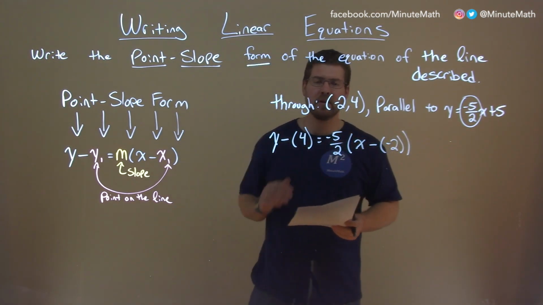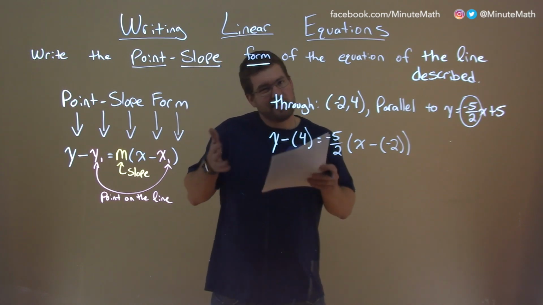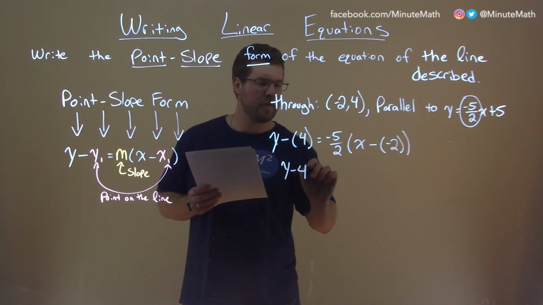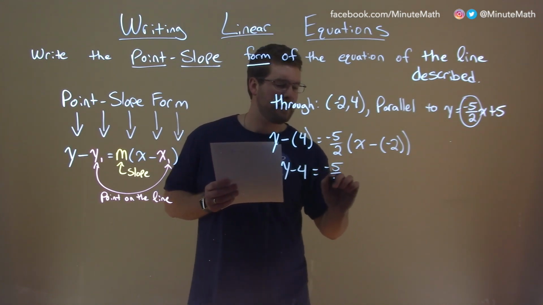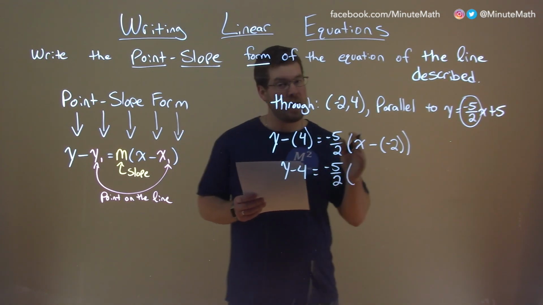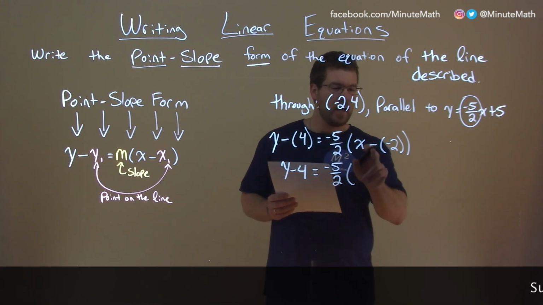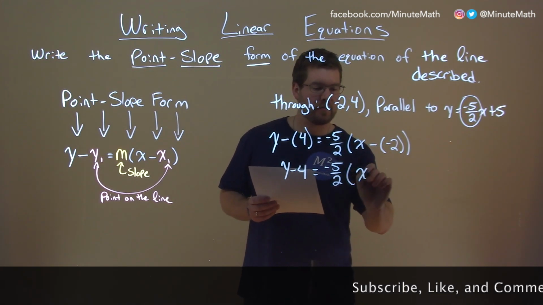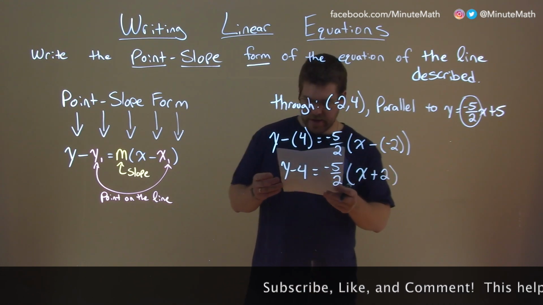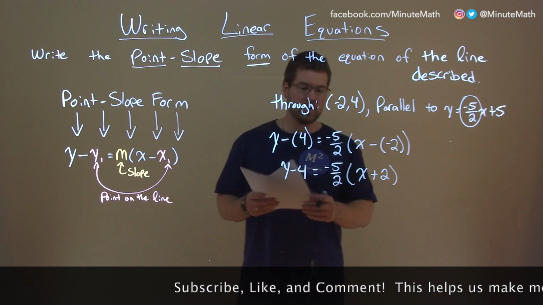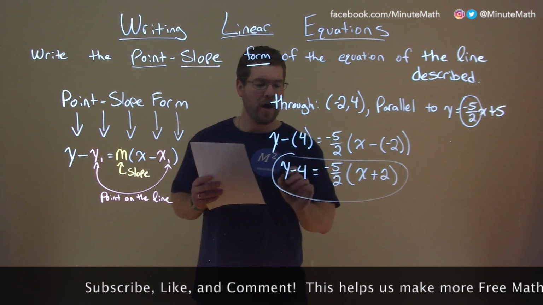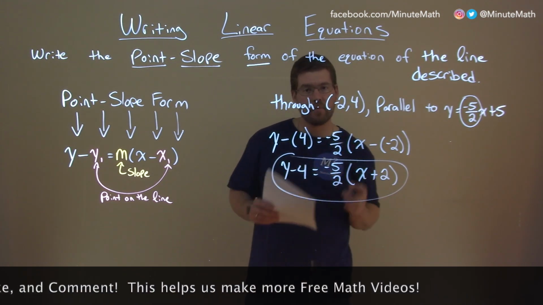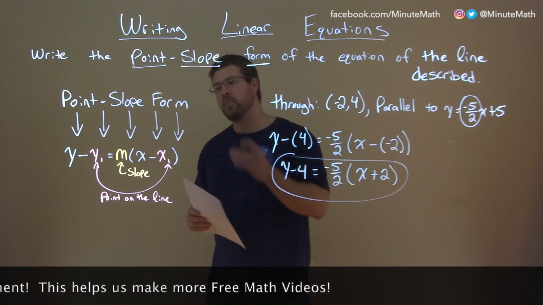So now we have it in point slope form, but let's simplify it to make it better. Y minus 4, leave it as such. -5/2 here, but that double negative that was tricky, let's make it easy. Minus a -2 is like adding a +2. So we have x plus 2 here, and now we have our answer in point slope form. Y minus 4 equals -5/2 times x plus 2 in the parentheses, and that's our answer in point slope form.